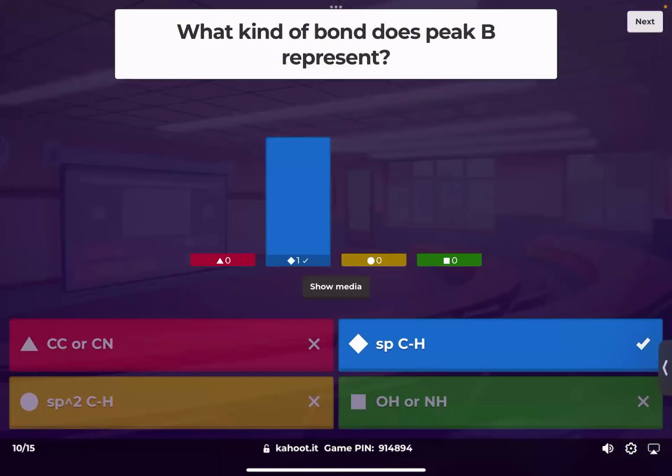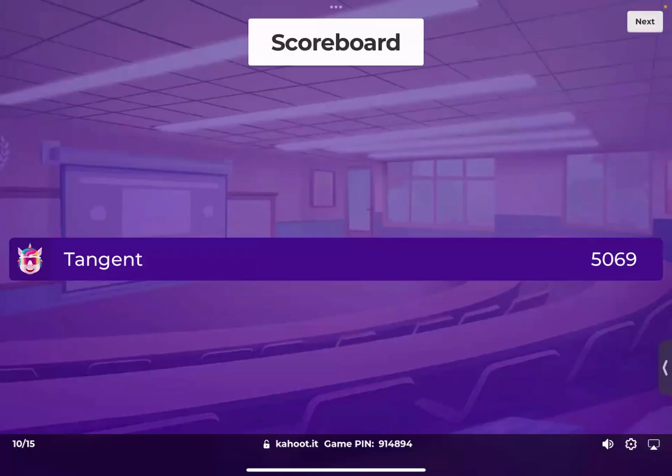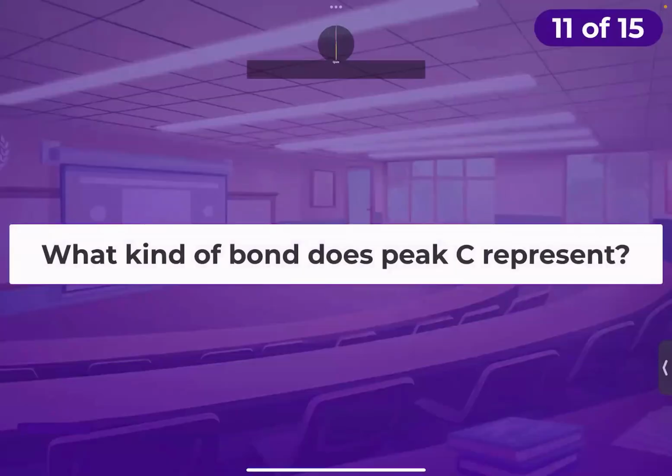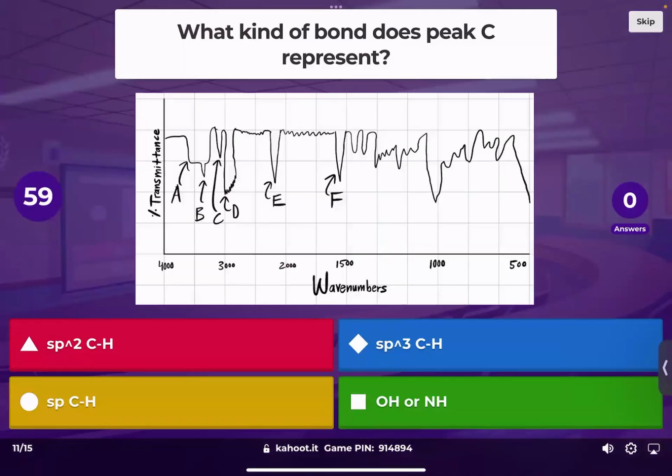Let's go. You guys are getting it. Two, and then the other peak on the inside is SP. Okay. We've got to learn it. See, I told you, you learn so much about it.